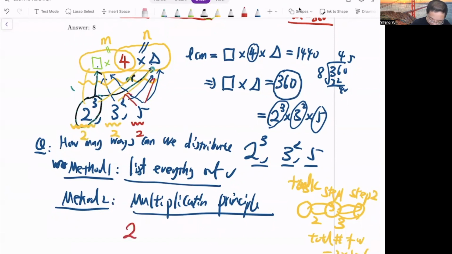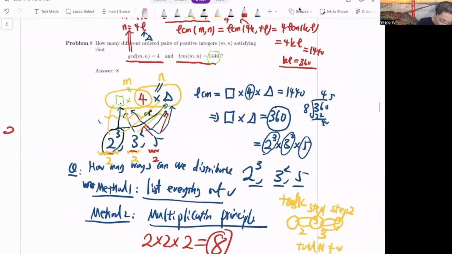So by the multiplication principle, we know the total is just multiplying together. In total, there are 8 different ways we can distribute these 3 things. For example, one way, we can say 2 goes to this, and this 2 goes to that. So this is one way.